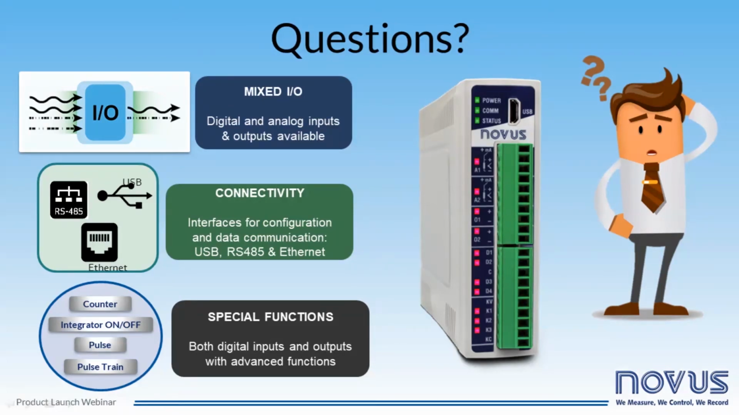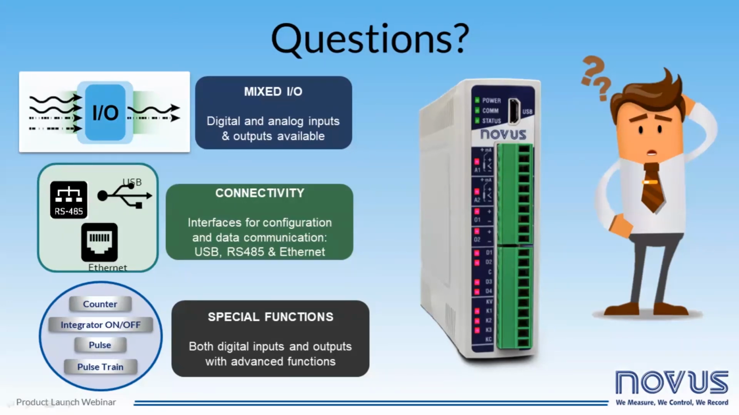Another question is, what is the resolution of the analog inputs? It's 16 bits. The analog output resolution is 12 bits. Okay, we have another question. Which value do the outputs show if there is a failure in the connection? Whenever there is an RS-485 or Ethernet communication failure, there is an option called watchdog. If this watchdog is enabled, it will show the last known value until the connection is reestablished, okay?